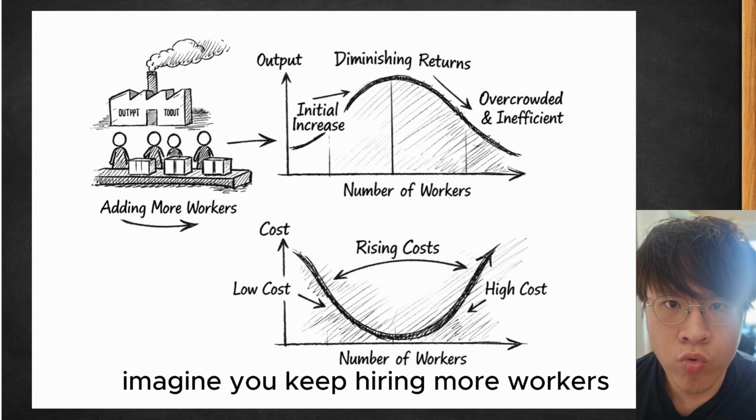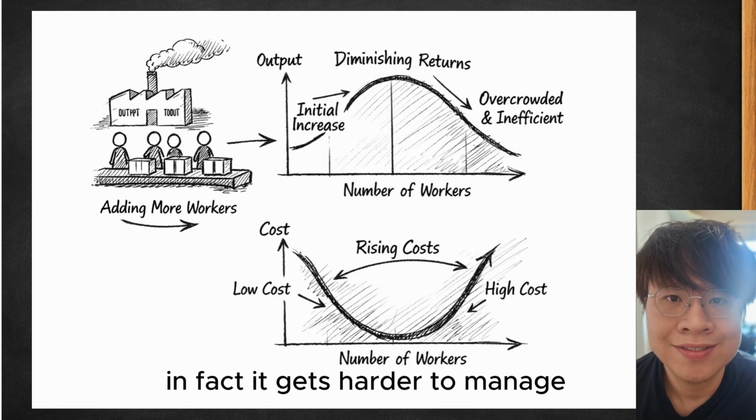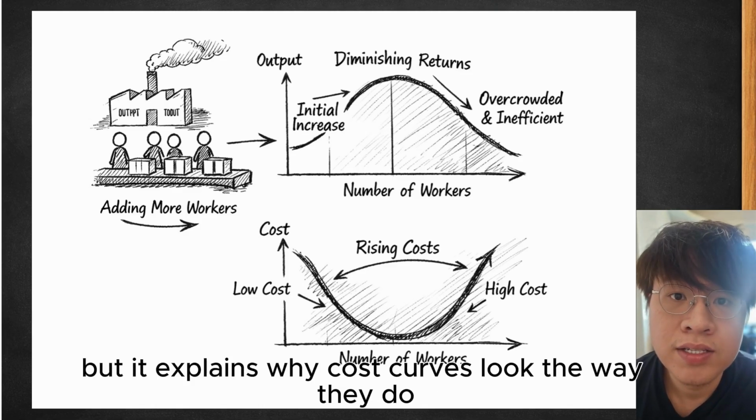Imagine you keep hiring more workers, but production doesn't speed up. In fact, it gets harder to manage. That sounds weird, but it explains why cost curves look the way they do.